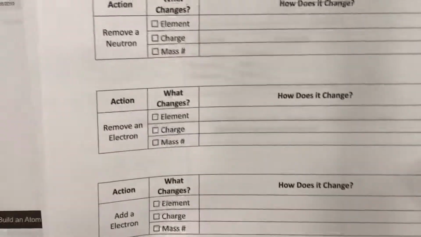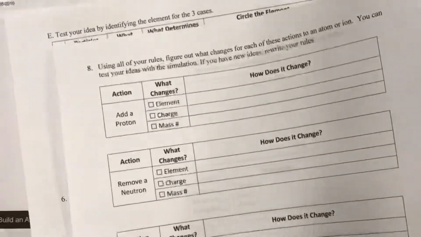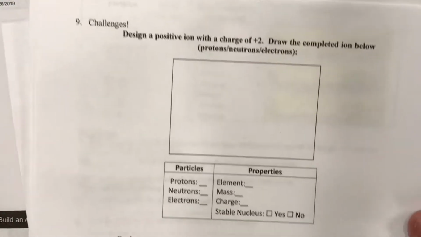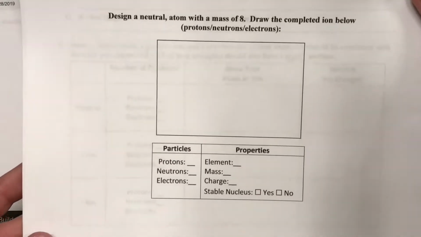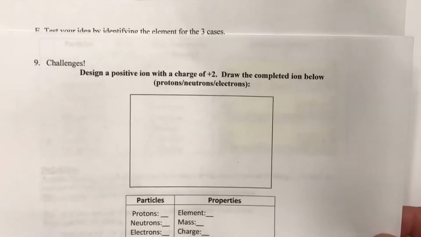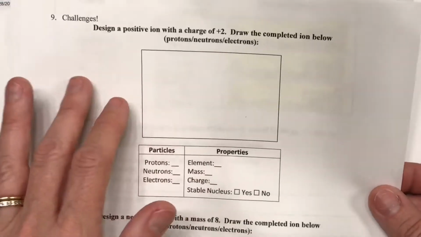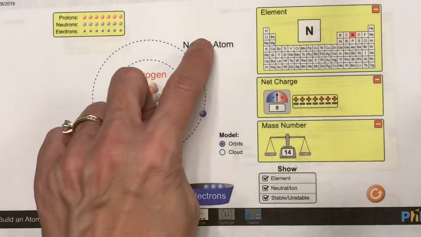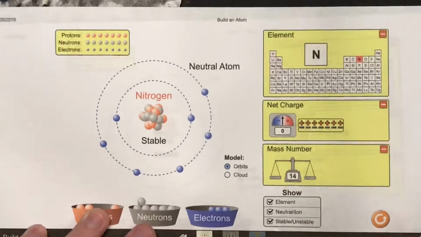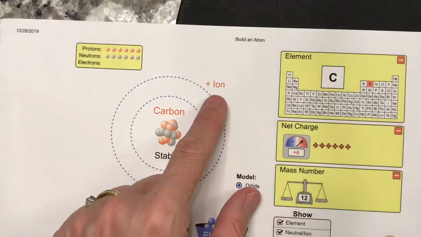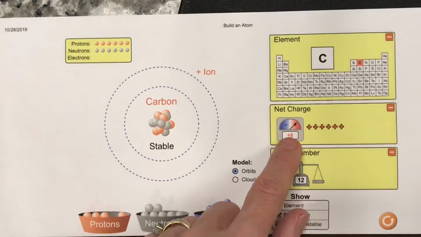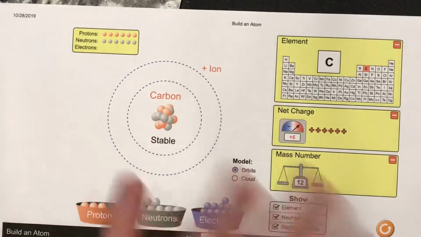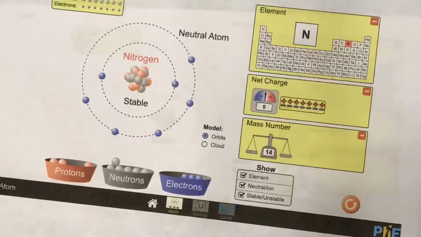You are only obligated to do these first 3 pages. This 4th page, which is right here, it says challenges. All of this all together is going to be worth 6 points of extra credit, so it is entirely up to you to do that. When it says design a positive ion with a charge of 2+, how will you know it's 2+? That will appear up here. As an example, the charge on this one, it tells you right here is +6, okay? So you can just play around until you get one that's +2. Any atom at all, it doesn't really matter.